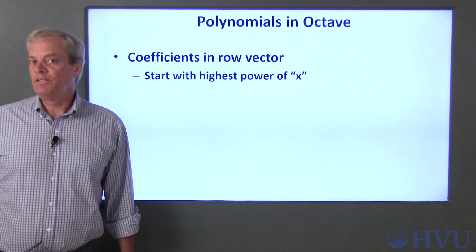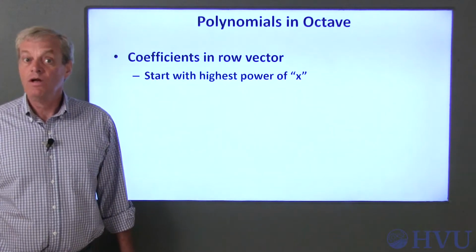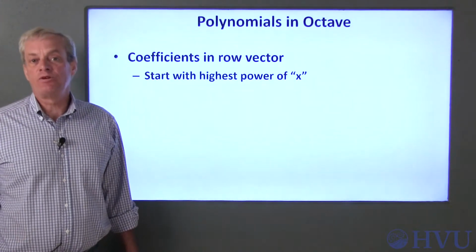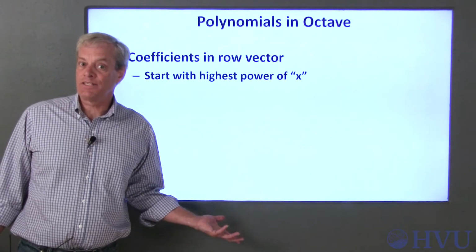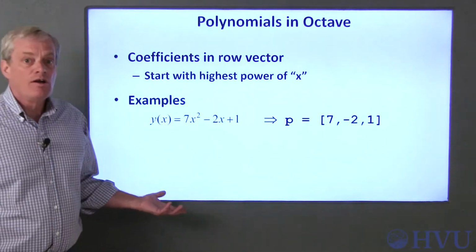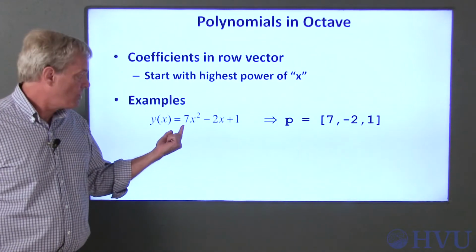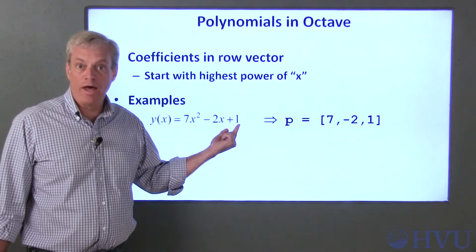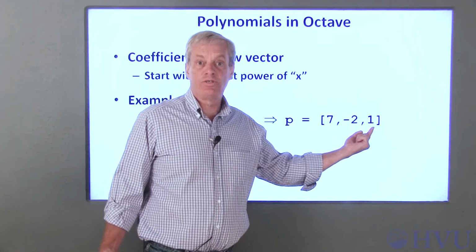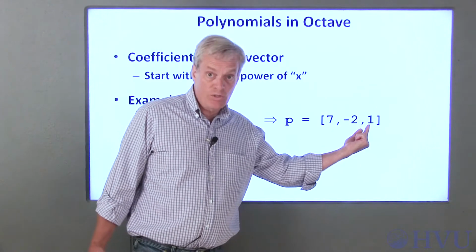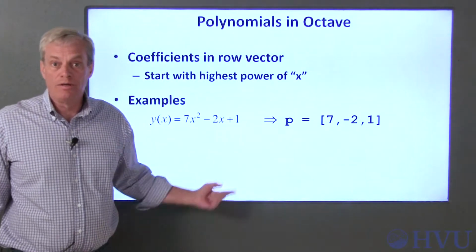To specify a polynomial in Octave, just place the coefficients of the polynomial in a row vector, with the coefficients listed in decreasing powers of x. The last term will always be the x to the 0th term. For example, the coefficients of this polynomial in decreasing order are 7, negative 2, and 1. So my vector defining the polynomial is just 7, negative 2, and 1. The rightmost term will always be the coefficient of x to the 0th power.